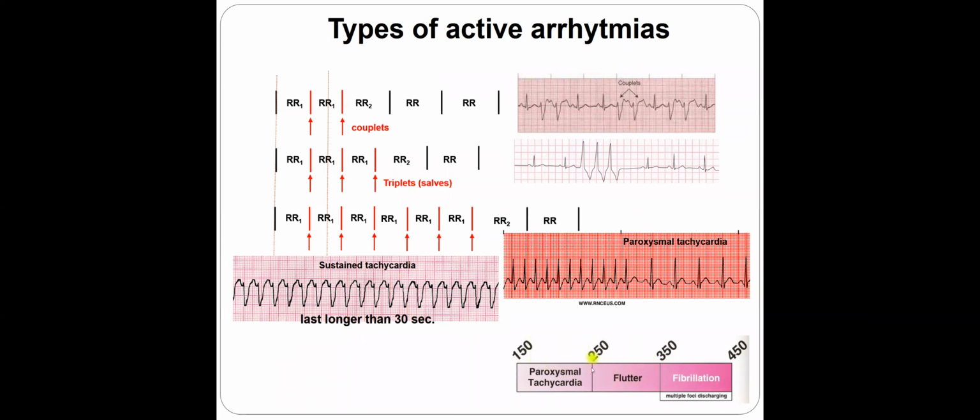If it's speeding up further, that means flutter. And if you do have more, that means fibrillation. When we do have fibrillation, we do have more foci that are being discharged at the same time.